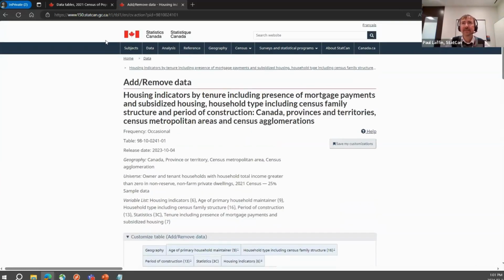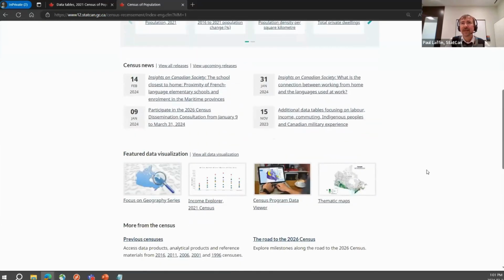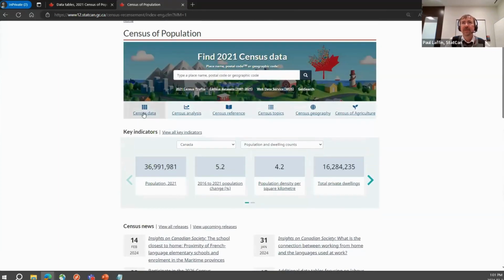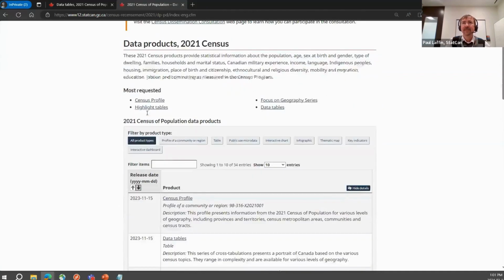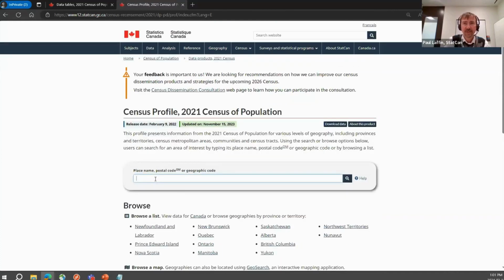The other way to access data tables, go to Census Population, and right up here under Census Data, of course. This is where you access things like the census profile. We'll access that. So here is really cool. You could type in a postal code.